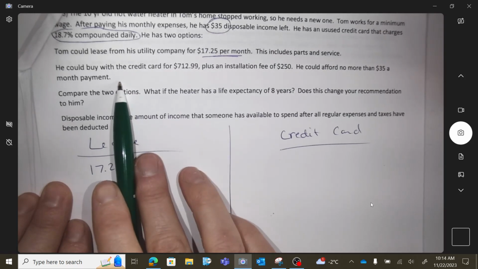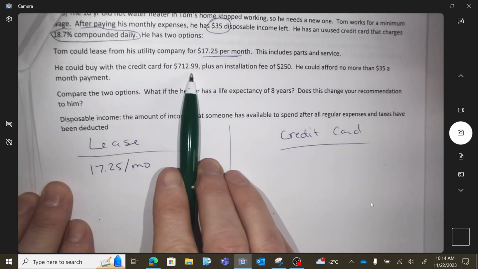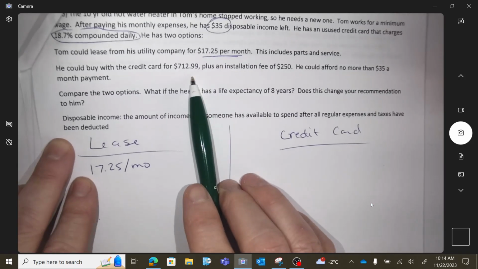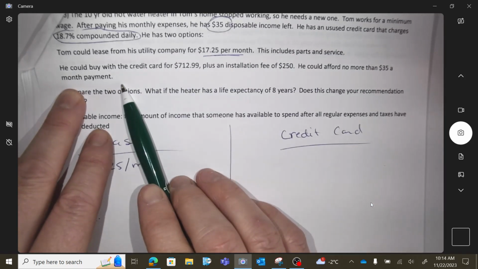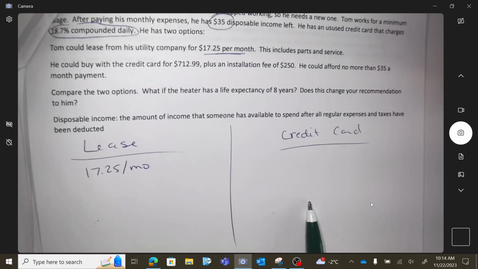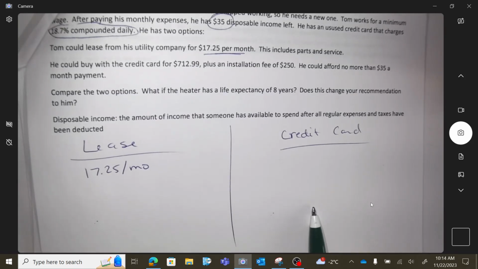If we did the credit card, we're doing this, and he's going to make payments on his credit card. Okay, so what am I doing if I'm making payments with my credit card? Formulas or app? App.